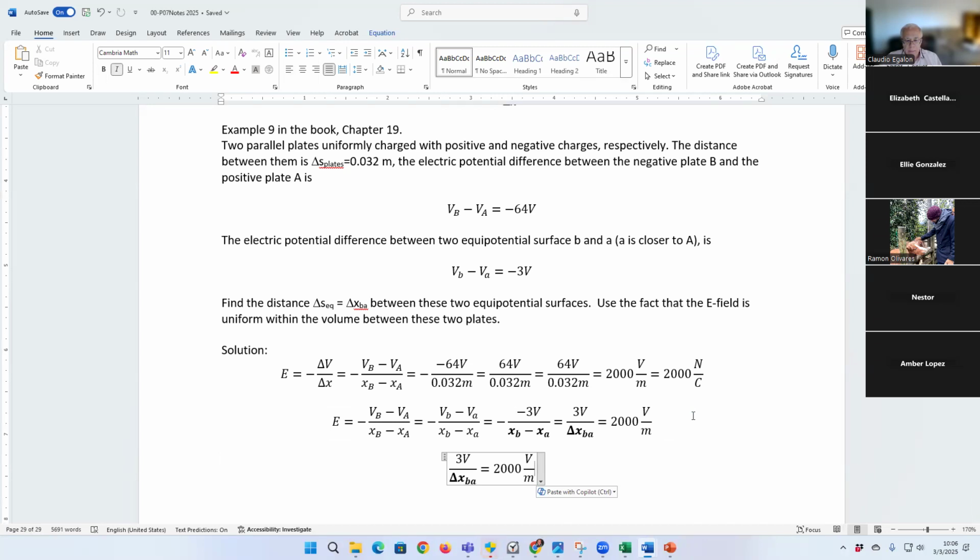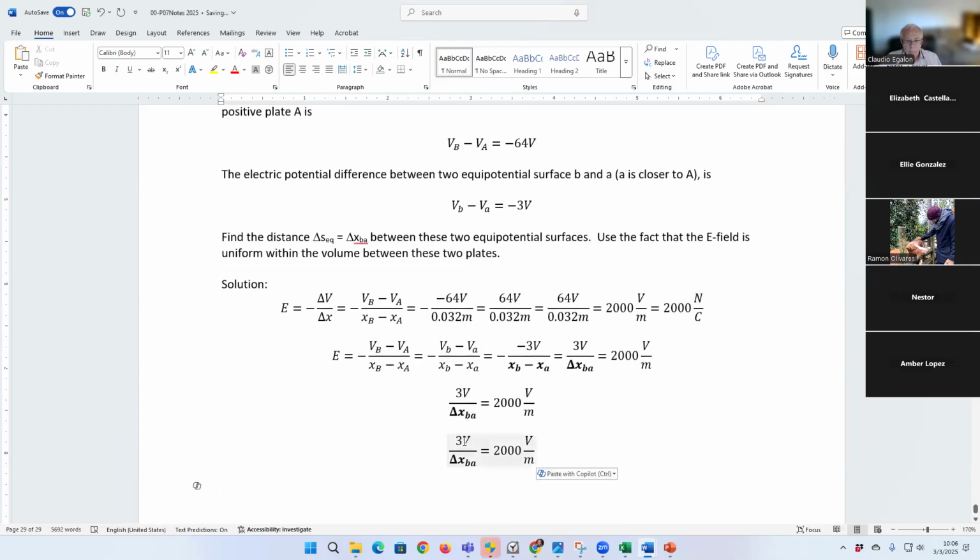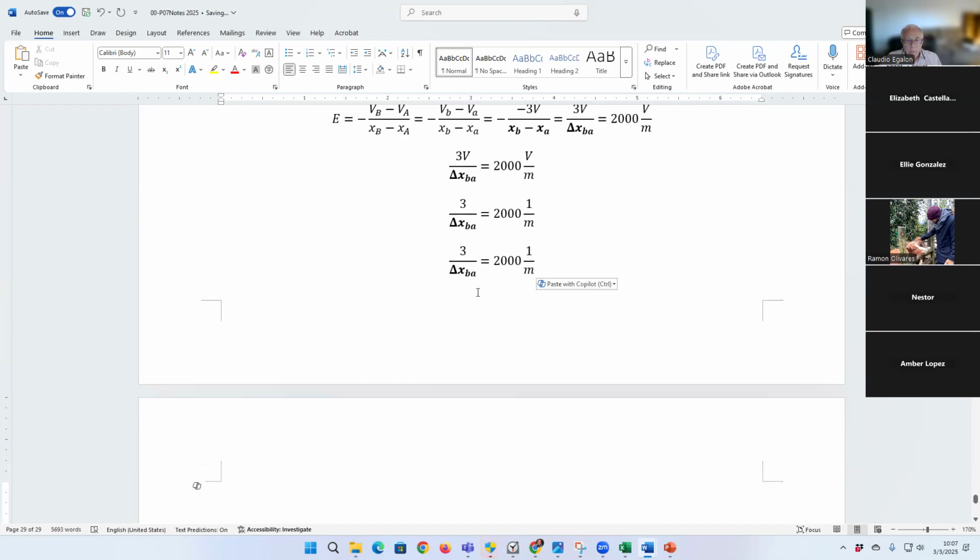Volts cancel out with volts. It becomes 1 over meter. Now what you have to do is solve for delta X dA. We're going to invert it.